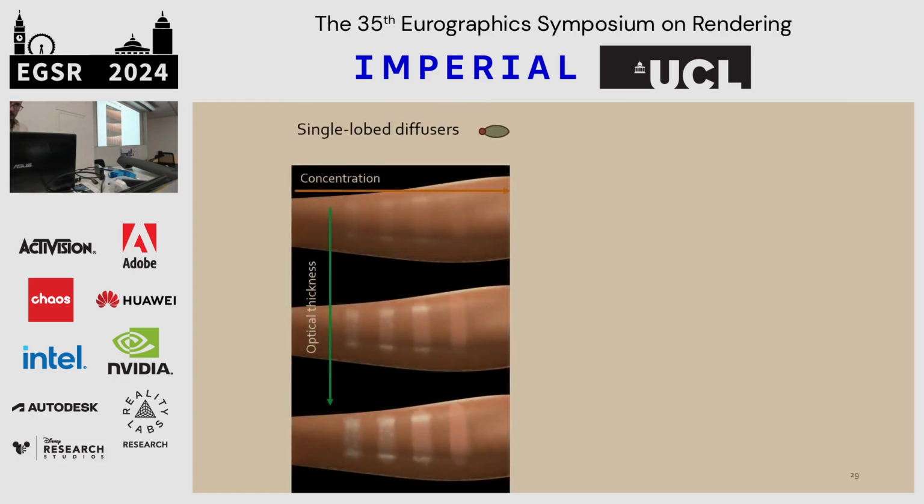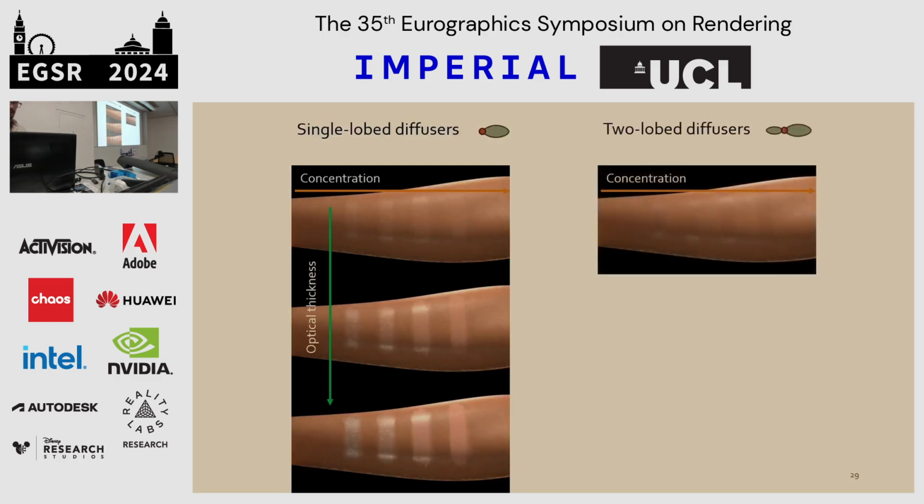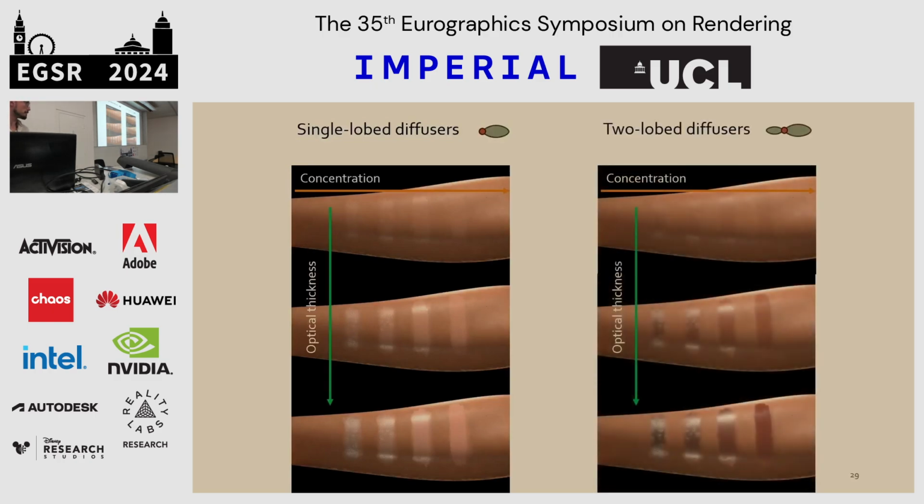We also explore how single-lobed and two-lobed phase functions affect the final appearance. So we have concentration on the horizontal and optical thickness on the vertical axis, and this one is obtained using single-lobe diffusers, and this other image using two-lobe diffusers. As you can see, having two-lobe diffusers creates more saturated colors and at the same time a more metallic look.